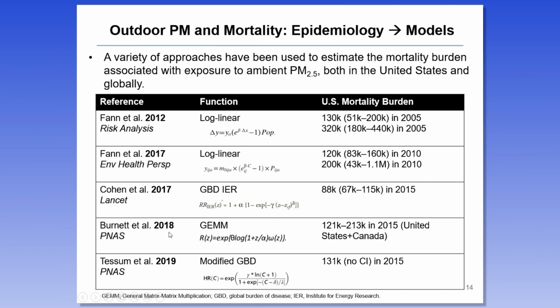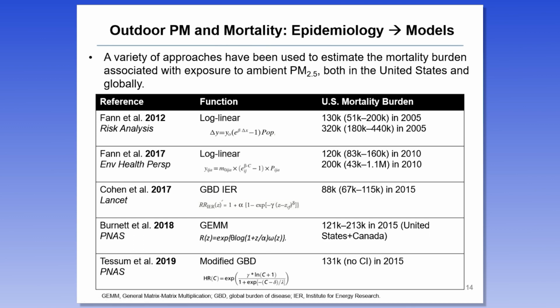And then most recently, just last year, in the Proceedings of the National Academy of Sciences, Burnett et al. published a modified or new global exposure mortality model. Again, somewhat similar in form, but with some different factors, taking into account a few other things, and fitting the model through yet another set of historical epidemiology studies. And then they apply this to the year 2015 to the United States and Canada.